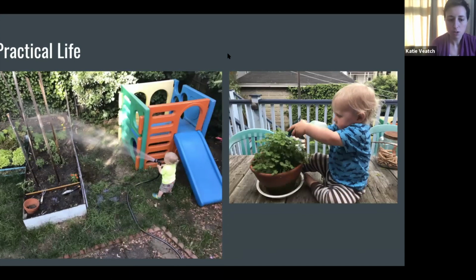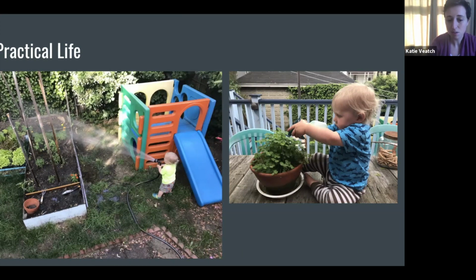Okay, if you have an outdoor space, that's amazing. If you can build a vegetable garden, your children can do a lot. They can dig in the dirt next to you. They can plant seeds, right? Tiny planting seeds. They can water the plants. They can do a lot of things in the garden.